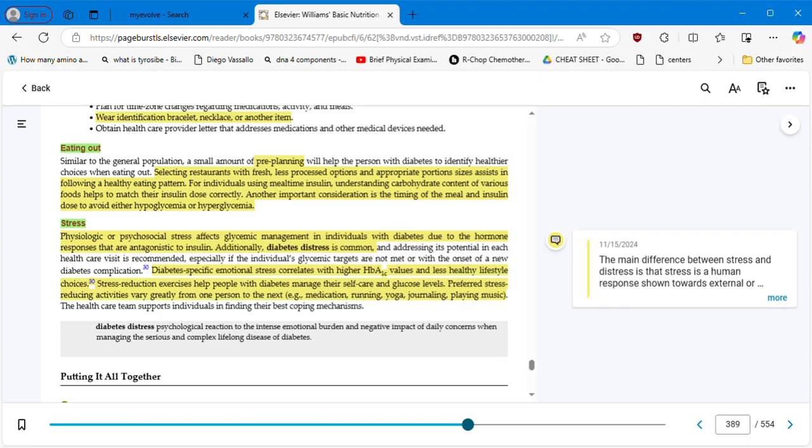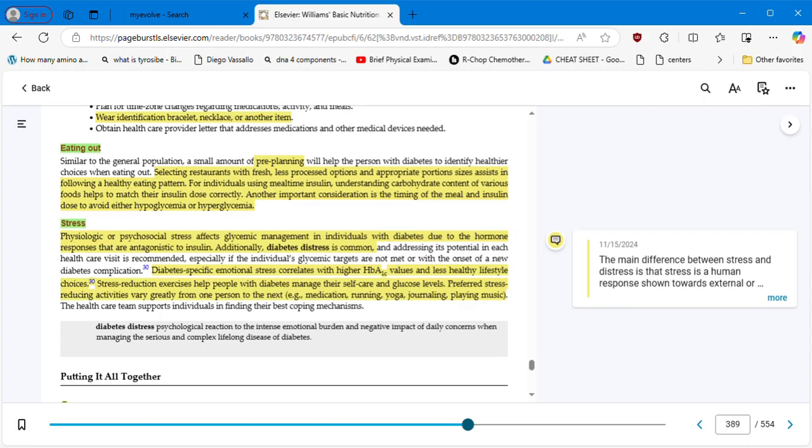For individuals using mealtime insulin, understanding carbs content in various foods helps to match their insulin dose correctly. Another important consideration is the timing of the meal and insulin dose to avoid either hypoglycemia or hyperglycemia. And stress. Physiological or psychological stress affects glycemic management in individuals with diabetes due to the hormone responses that are antagonists to insulin. Again, the hormones that are antagonists to insulin.